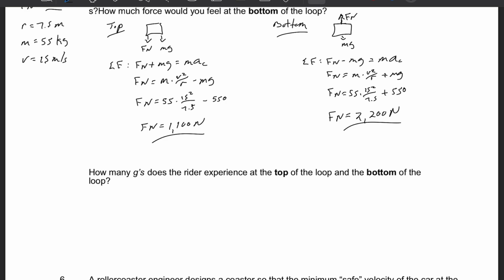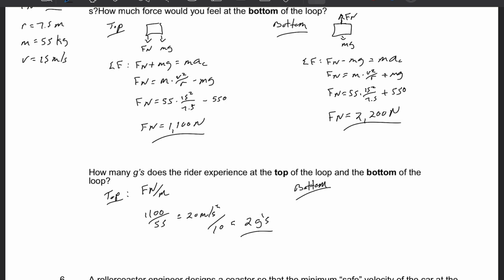All right, how many G's does the rider experience? Take the force normal, divide by the mass. A force divided by mass is an acceleration. So if we divide by the mass and get an acceleration, G is 10. Well, how many 10s do you have in your acceleration? Divide by 10. So if we have 20 meters per second squared divided by 10, that is 2 G's, because there are 2 tens in that answer. That's all it's looking for.